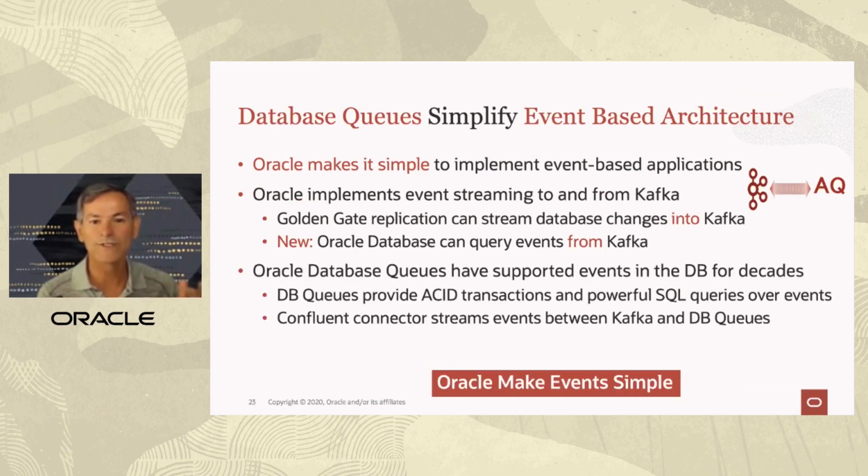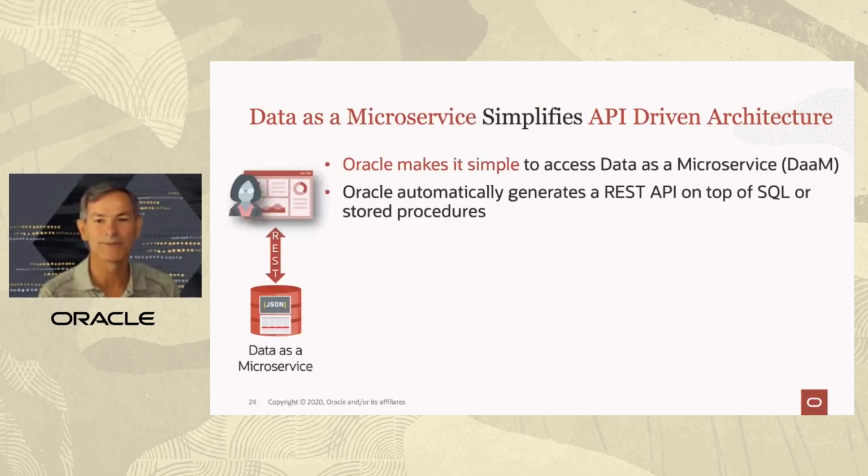Also, Oracle database has had something called database queues that have supported events inside the database for many decades. And database queues provide ACID transactions and powerful SQL queries over events that are in the database in queues. And we've now developed a Confluent connector that can stream events between Kafka and database queues, making them work seamlessly together, making events much simpler to develop.